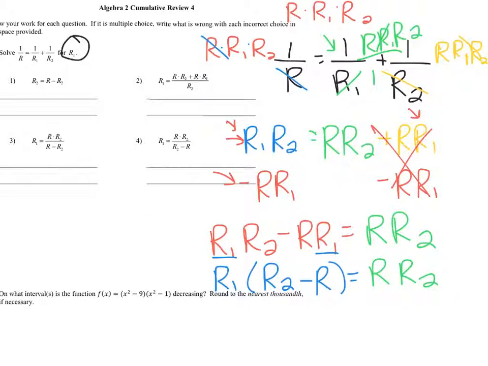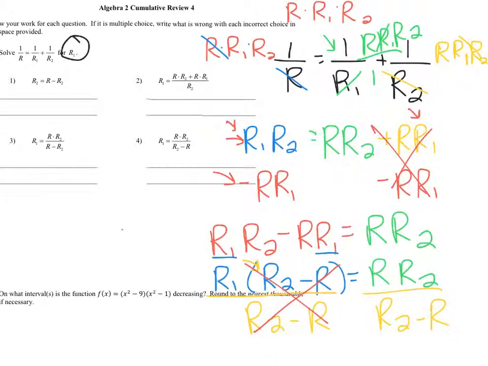So my last step, now that I've factored out r sub 1, I'm able to divide by this binomial factor, r sub 2 minus r, on both sides of the equation. Canceling here, and then this is what r sub 1 is equal to.